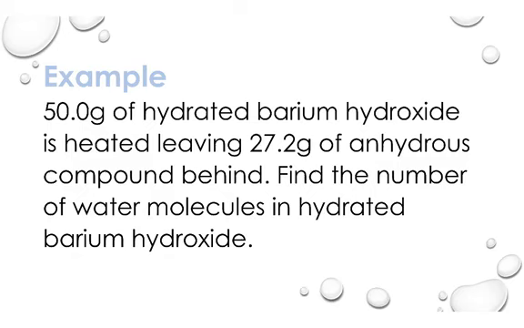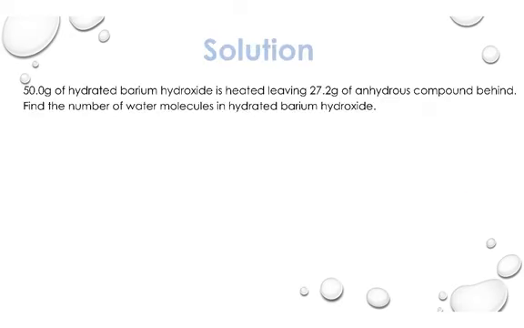All right, so here's our example. It's actually the exact same example that we just worked through, only the question is different. So we've got that 50 grams of hydrated barium hydroxide once again. So once again, we've got 27.2 grams of anhydrous, and this time we're finding the number of water molecules in the hydrate. So I've just written out what we've got here. We've got barium hydroxide, X number of waters, that's our goal. What is the number of waters?